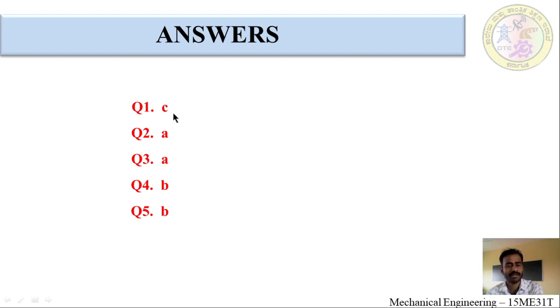For the question number 1, the option C is the right answer. For question number 2, option A is the right answer. Question number 3, option A is right answer. Question number 4, option B. Question number 5, option B is the right answer. So, we will recheck the answers.